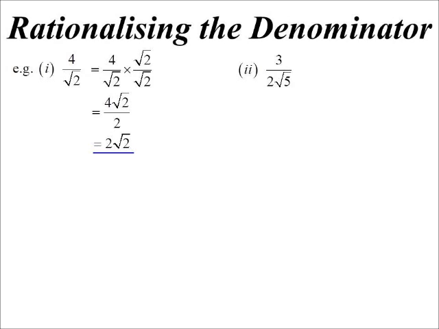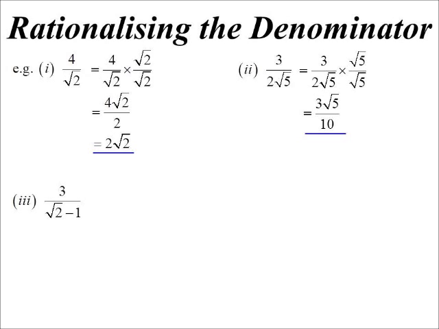Some people will multiply top and bottom by 2 root 5. There's no need. It's only the surd that's causing the problem. The 2 out the front's not causing the problem. So I only have to multiply by root 5 on root 5. And we get 3 root 5 on 10. Now, if you did multiply by 2 root 5, it's still going to work. But you'd end up with something that would then cancel down.